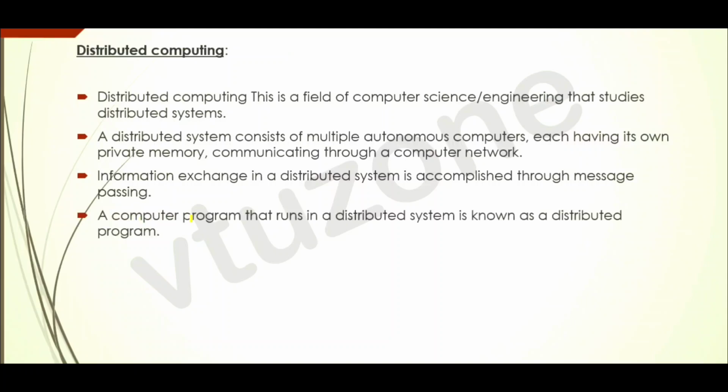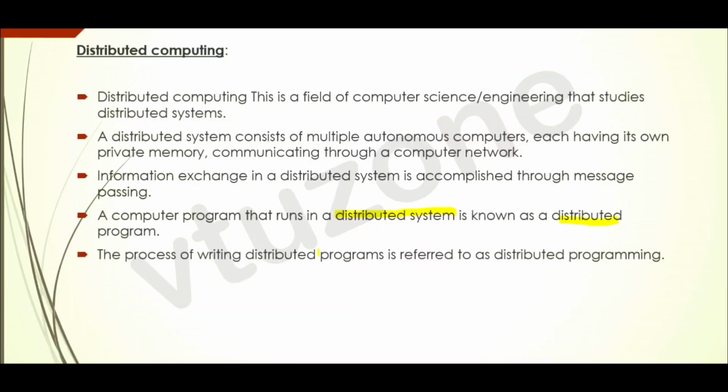The next point is a computer program that runs in a distributed system is known as a distributed program. That means a program designed to run on multiple computers within a distributed system is called a distributed program. The next point is the process of writing distributed programs is referred to as distributed programming. That means creating software that runs on multiple computers in a distributed system is called distributed programming.